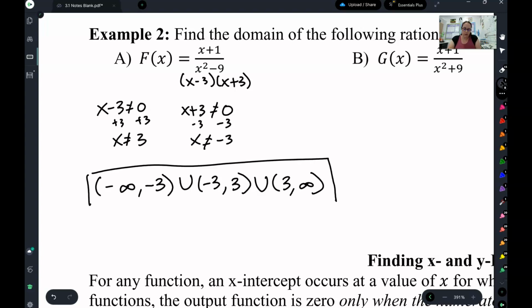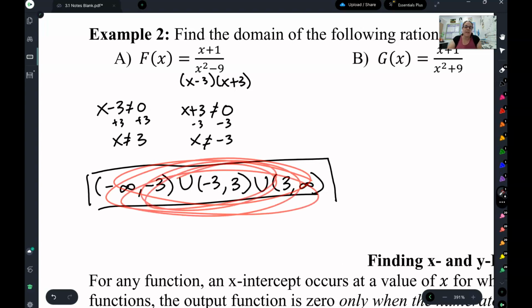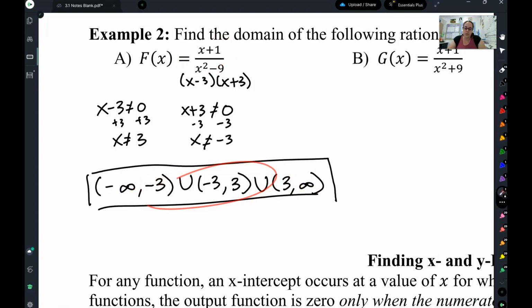And this is one way of saying I could plug in any of these numbers into this equation and get an answer. So basically the only two numbers I can't plug into this equation are negative 3, which is not included because it's in parentheses, and positive 3, which is not included because it's in parentheses. So this is the domain. This is the list of all the numbers that work in this problem.